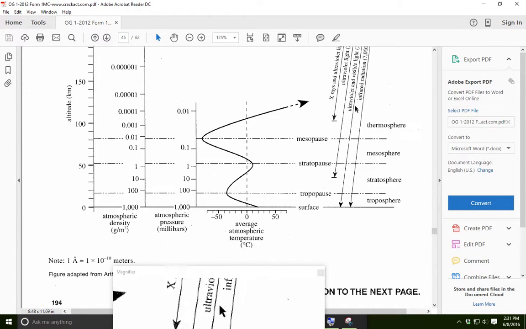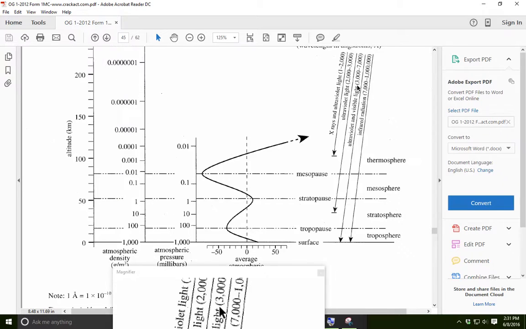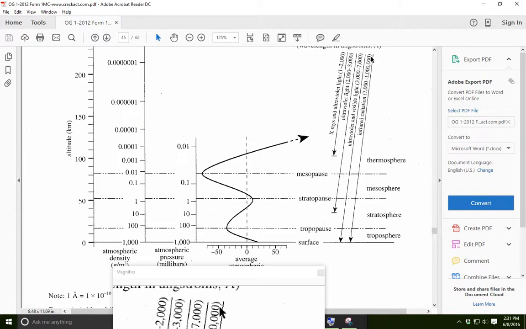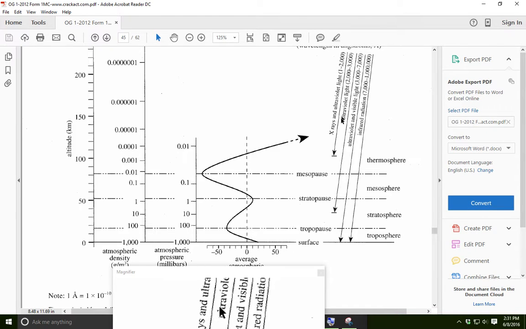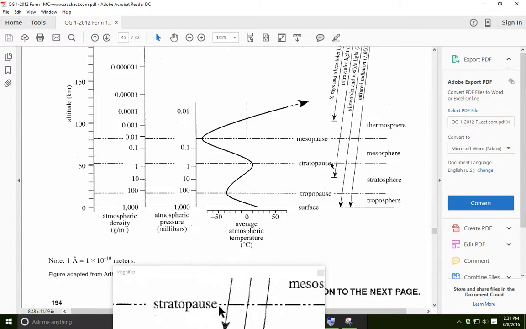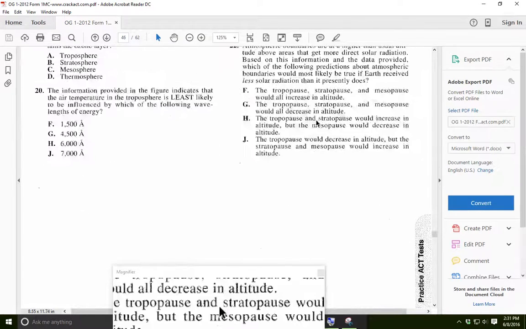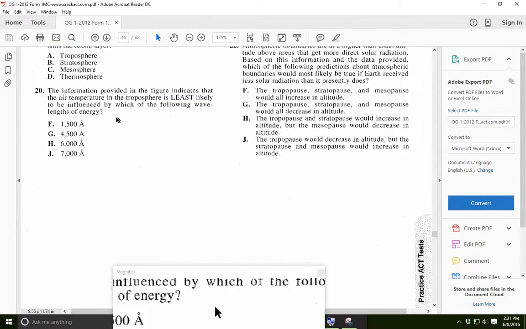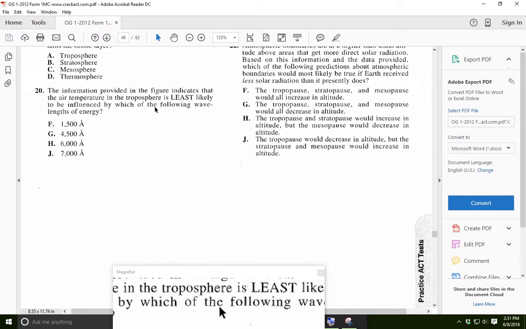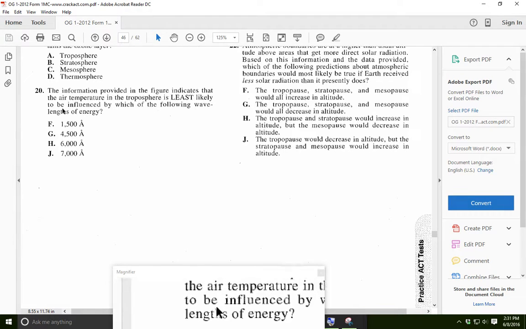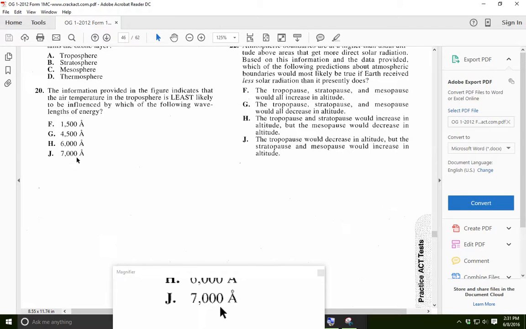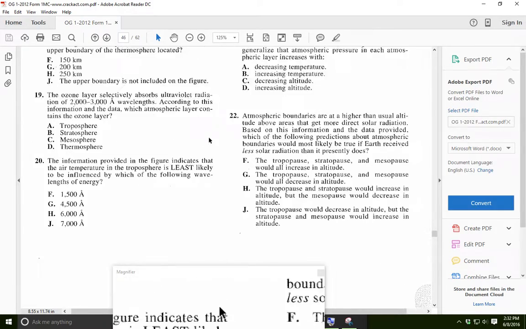It's probably going to be influenced by ultraviolet and visible light between 3,000 and 7,000 angstroms, and infrared radiation between 7,000 and 1 million angstroms. But ultraviolet light between 2,000 and 3,000 angstroms, and X-rays and ultraviolet light between 1 and 2,000 angstroms are out. But we don't have any of these options. So which of these angstrom levels is it least likely to be influenced by?